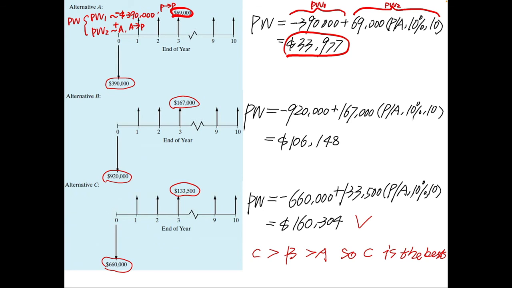So you want to do the same thing for alternative B and alternative C. And then this is the PW for alternative B, and this is the PW for alternative C. So you want to compare which one has the biggest positive number. Obviously, it's alternative C. So C is the best.